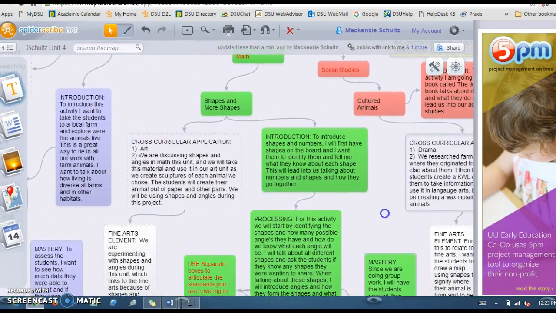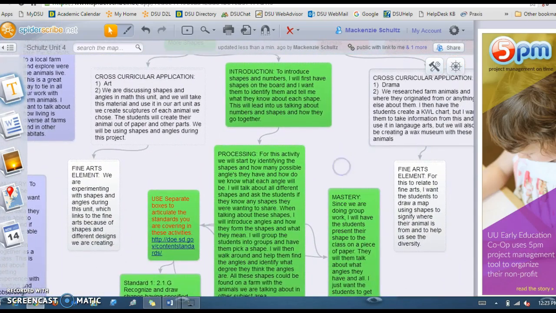Math is called Shapes and More Shapes. So for the introduction, I'm basically going to introduce the shapes that are on the board and ask the students if they know the shapes, if they know anything about the shapes, and ultimately this will lead us into talking about numbers and shapes and how they go together.